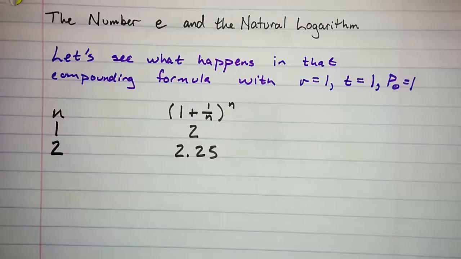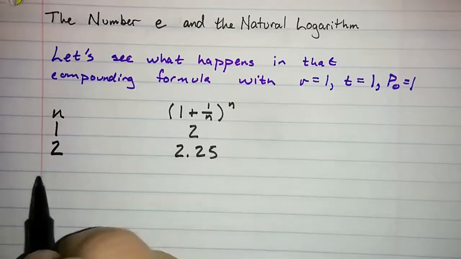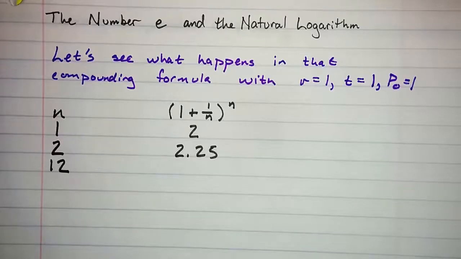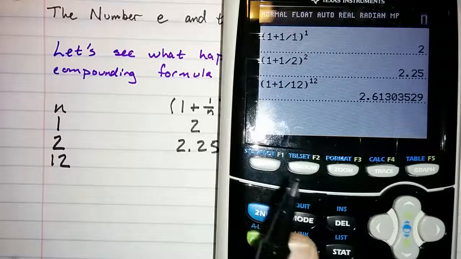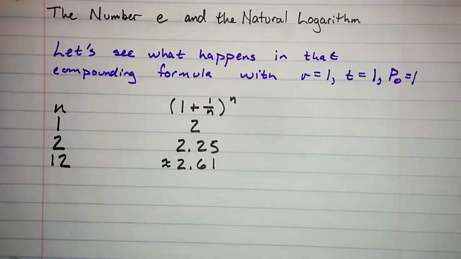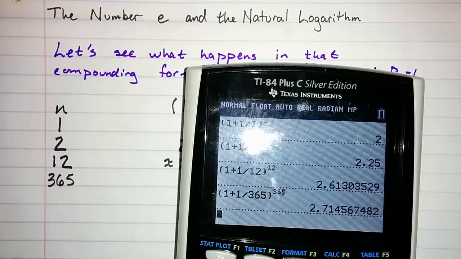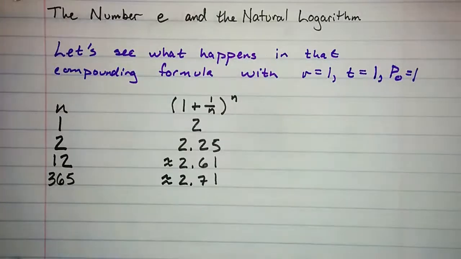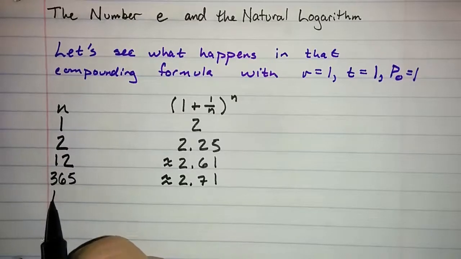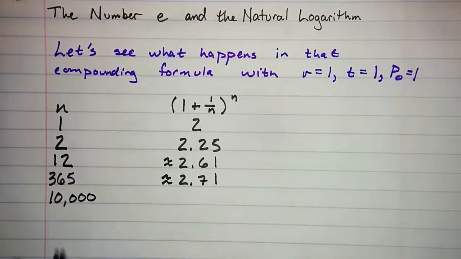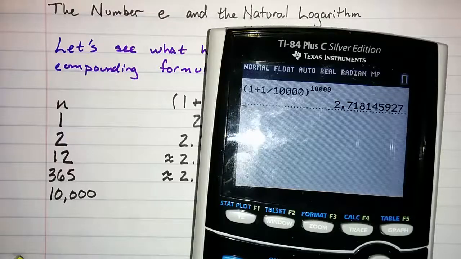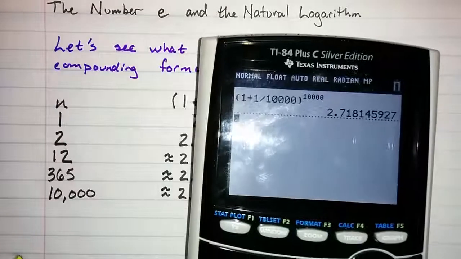Okay. Let's skip on a little bit. What if we're compounding every month? What if n is 12? I get about 2.61. What if we're compounding every day? 365 days in a year. I get about 2.71. Okay, now I'm going to stop thinking about this as some fixed time period. I don't know how many minutes there are in a year. So let's try just 10,000. About 2.72. What if I make it even bigger?